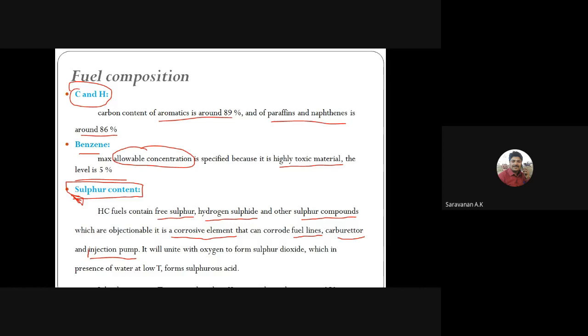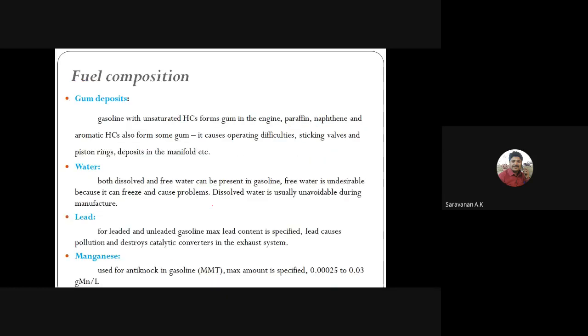For the diesel engine, the injection pump is used, and for the petrol engine, we are using the carburetor and the supply of the fuel from the tank to the engine, right? So these three will be corroded by the content of the sulfur. Here the sulfur has a low ignition point and it promotes knock in the SI engine. It is approximately 250 parts per million, and it also causes some gum deposits.